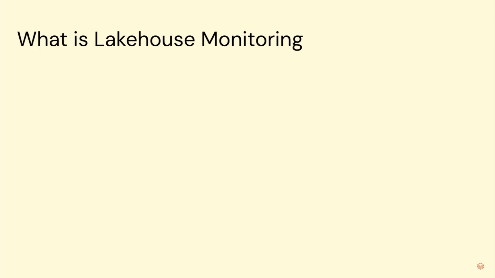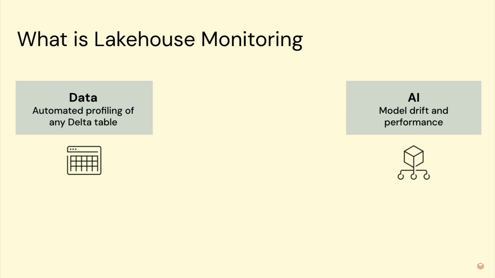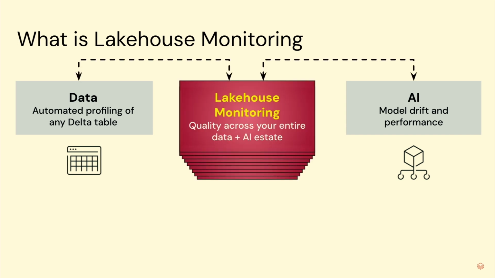So essentially, Lakehouse Monitoring is a solution for both data and AI. You get automated profiling of any Delta table in Unity Catalog, as well as model drift and performance metrics if you're monitoring a model. So Lakehouse Monitoring ensures that you get quality across your entire data and AI estate.